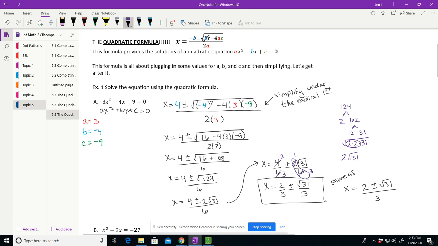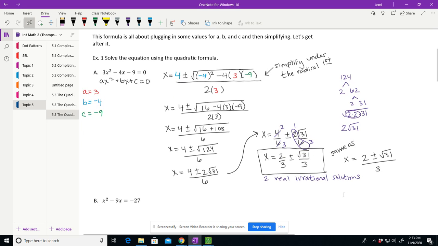So I'm going to make a note here. These are two real irrational solutions. So it's real because I don't have any imaginary part, and it's irrational because I still have a square root. Okay. So let's move on to example B.